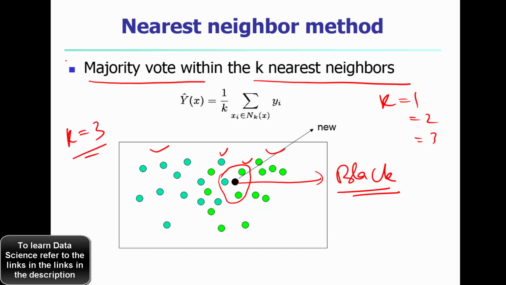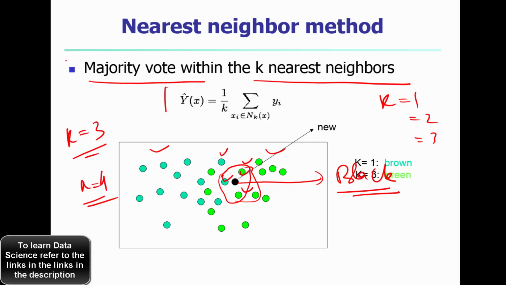Maybe we can consider another one. If k is 4, we have got 3 greens and just 1 brown. That means the new circle is a green circle, right? If k is 3, we have got this one and this one, two circles which are green, and just one which is brown. So the majority is green. Hence we conclude that the new circle, or the given one, is a green circle.